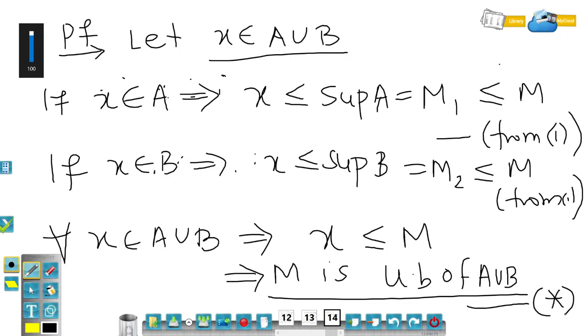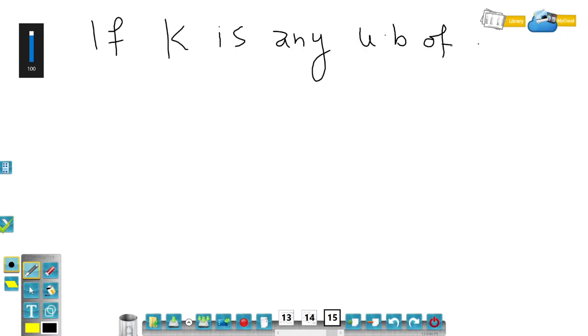So let me go ahead now. If capital K is any upper bound of A union B, right?